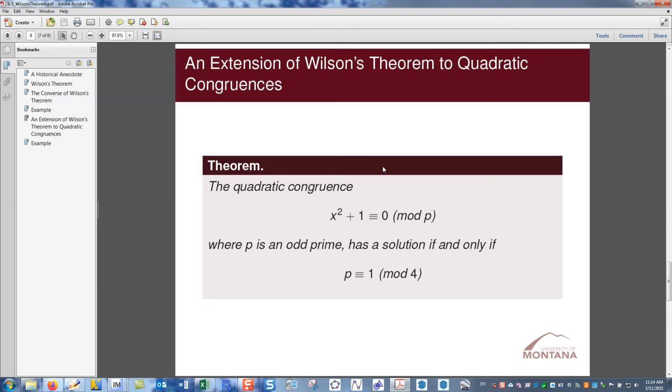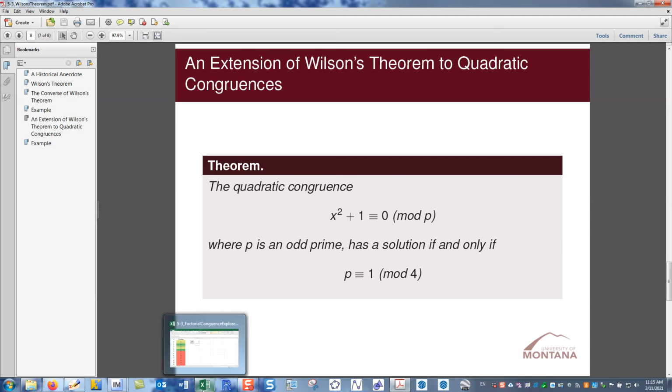So these are things where we have a quadratic equation on the left-hand side, and we're trying to solve congruences that involve them. One special case that can be understood using Wilson's is the quadratic congruence x squared plus 1. Whenever we're in a modular setting that's prime, if p is an odd prime, it has a solution if and only if p is congruent to 1 mod 4. In other words, p is 1 greater than a multiple of 4. For example, this would have a solution when p is equal to 5, but it wouldn't have a solution if p is equal to 7.